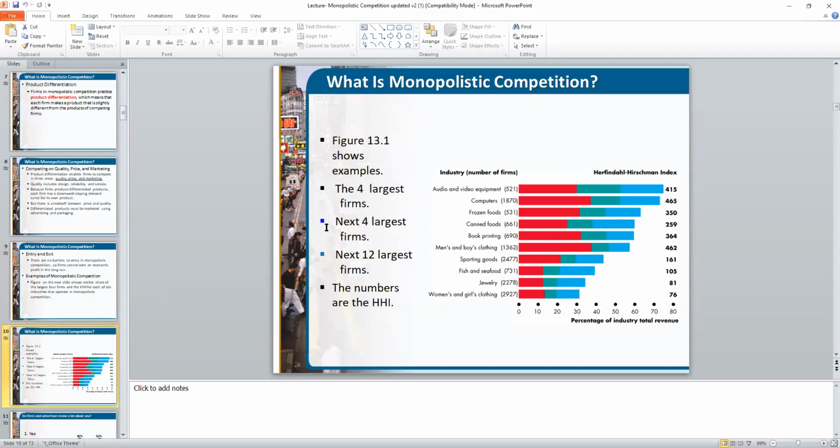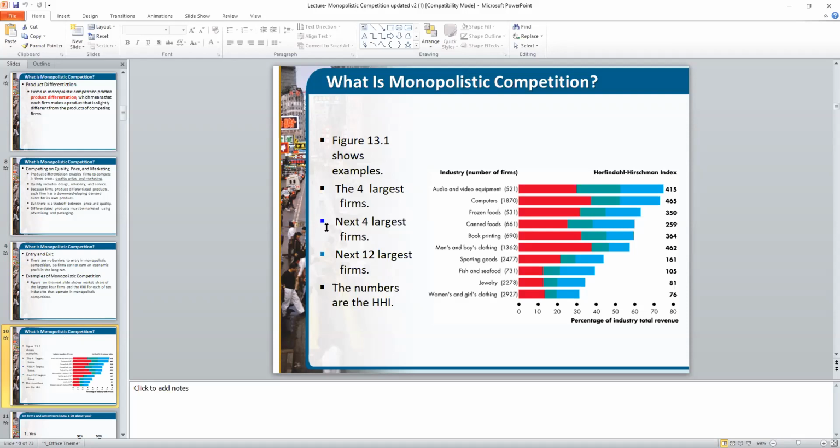So last week, we talked about oligopolies, and there was something called the HHI index, and that deals with market concentration. If it's 1,800 or above for the top 4 firms, then we expect that that's going to be an oligopoly. But when it comes to monopolistic competition, we don't see that, because what we see is competition, right?